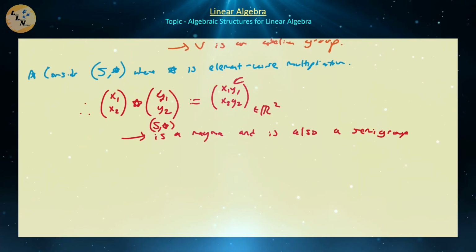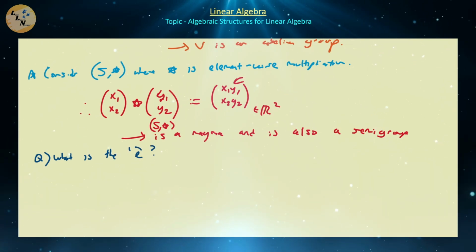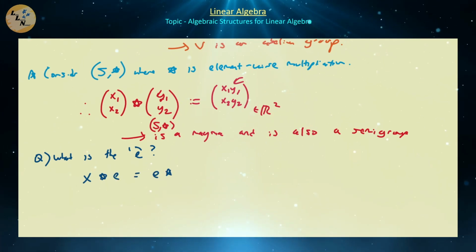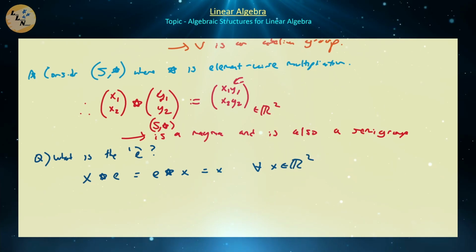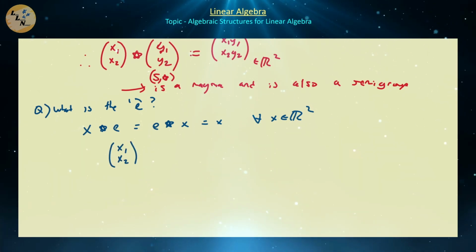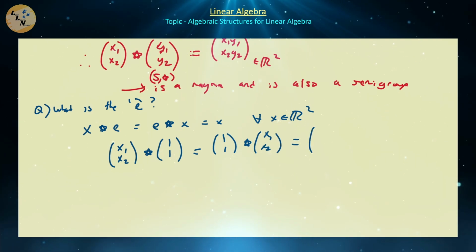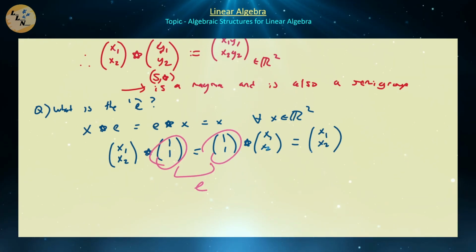So the next thing we need to figure out is, okay, under this operation of star, is it a monoid? Well, if it is a monoid, then we need to answer the question, what is the identity element, E? In particular, x star E must be equal to E star x, must be equal to x for all x in our set R2. So what vector in R2 do you think this is? Well, if you're clever enough, you should know that x1, x2 starred with the vector 1, 1 is also equal to the vector 1, 1 star x1, x2, and that's going to be the vector x1, x2. That's easy to prove because x1 times 1 is x1, and x2 times 1 is also x2. So this is going to be our identity element E, which is obviously an element of R2. Therefore, we have identified that this structure, S star, is indeed a monoid.